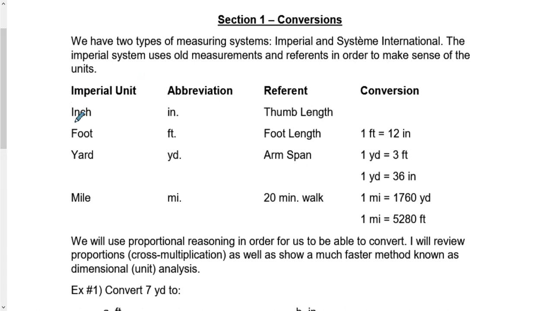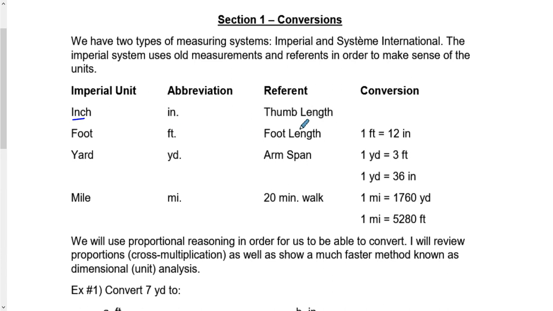The imperial unit of an inch, the abbreviation is IN. The referent that is used, so the thing that is usually used to calculate it, is about your thumb length. Of course, if you delve into that deeper, saying that everyone's thumb length is the exact same is very wrong, because they're not. And that's one of the main reasons why the imperial system is so flawed.